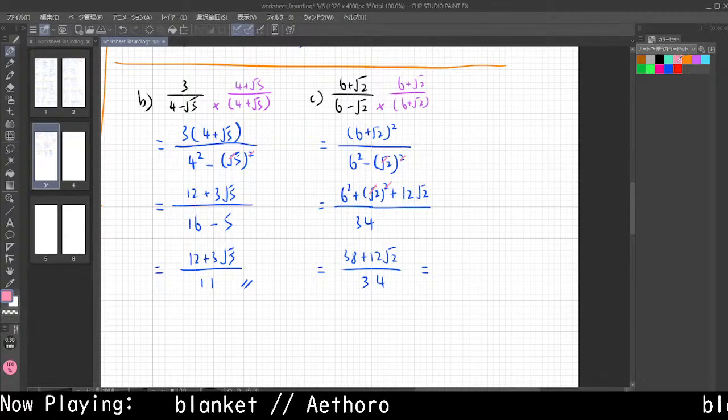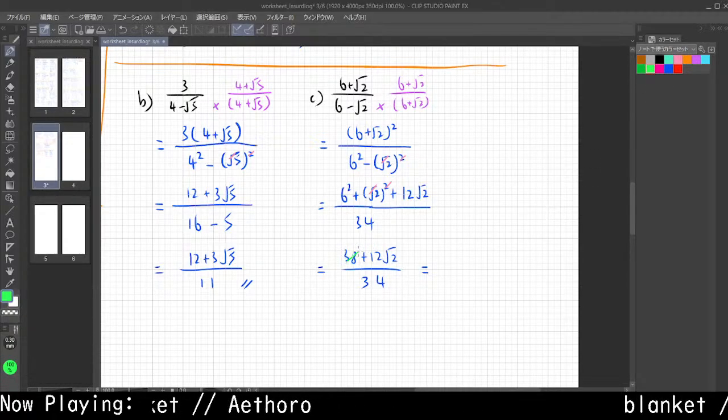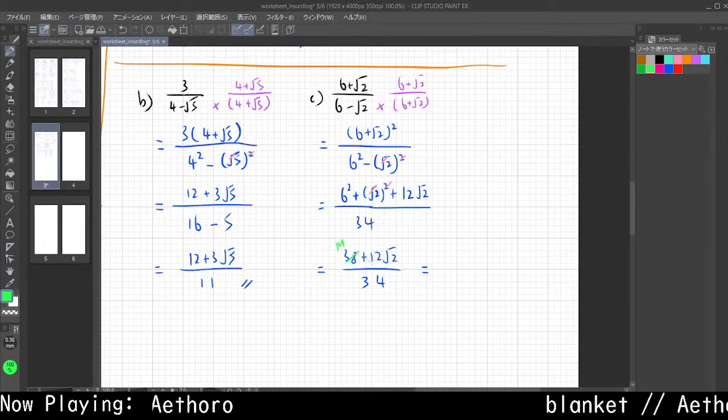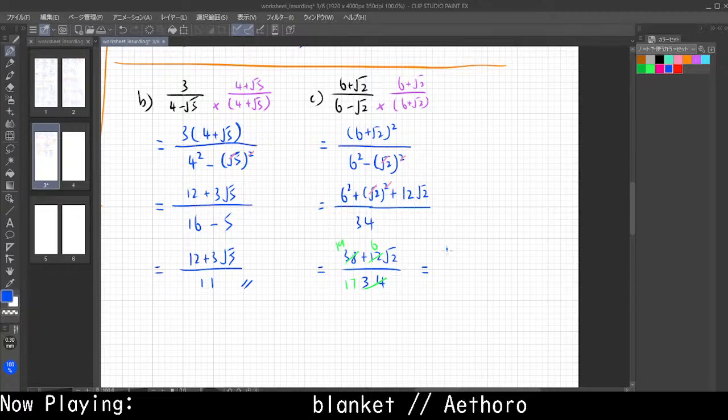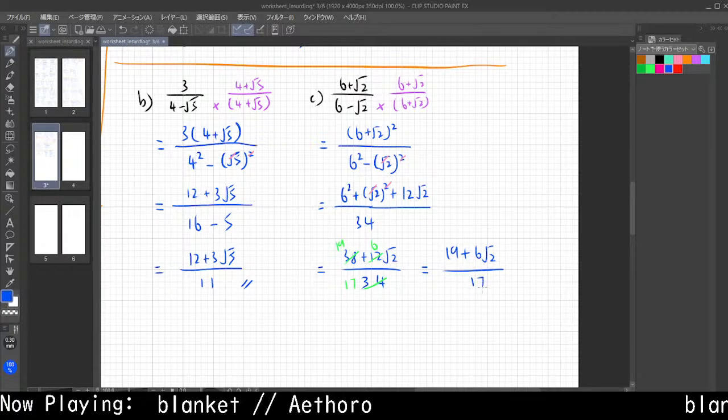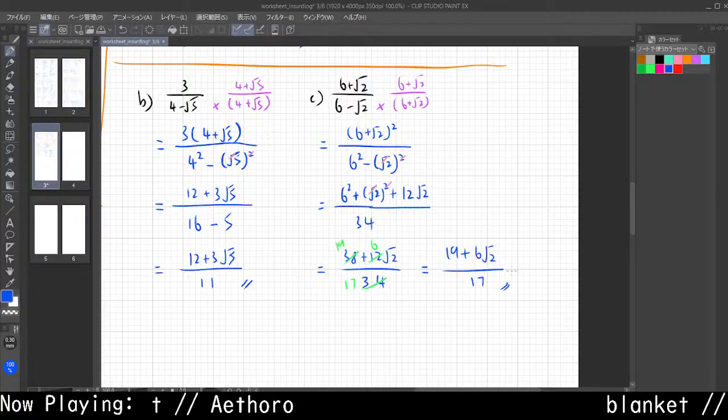Everything we divide by 2, you get 38 is 19, 12 is 6, and 34 is 17. Therefore, you get 19 plus 6 square root 2 over 17. Nothing else you can do, this is your answer.